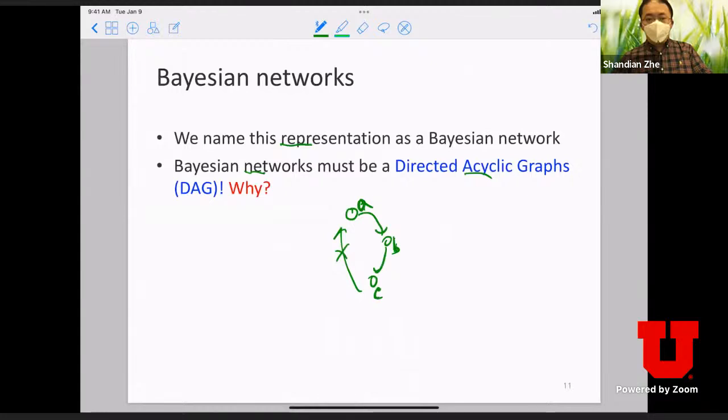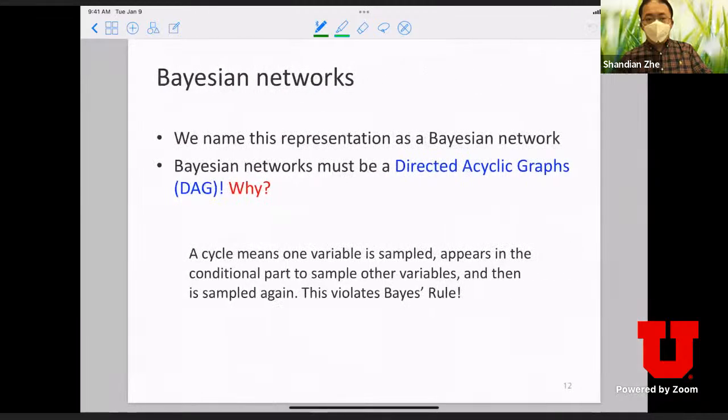Yeah, of course. That means A and B and C are independent. The joint probability is just the product of their marginal probabilities. Another question? Okay, great. So that's just the explanation. A cycle means one variable is sampled, appears in the conditional part to sample other variables, and then is sampled again. This violates the Bayes rule.